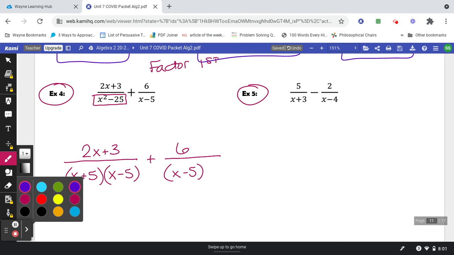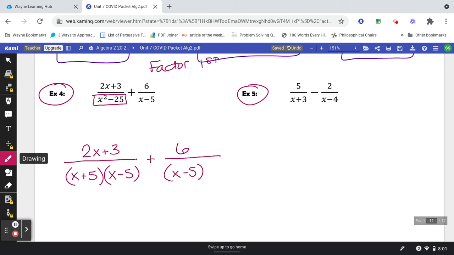Now the next thing I want to do is try to get the denominators to be the same. This is a little bit different on how I'm going to get this to be the same. If you notice, this x minus 5 and this x minus 5 already match. All I need to add in is that x plus 5. So I'm literally just going to put an x plus 5 on this side. Now if you look at it, I have the exact same denominators. The signs are switched, but that's okay. It still is the same numbers, so we're good there.